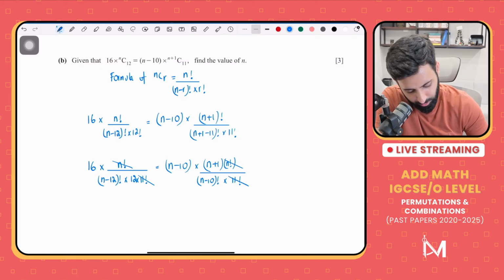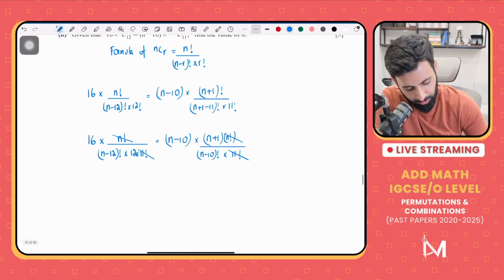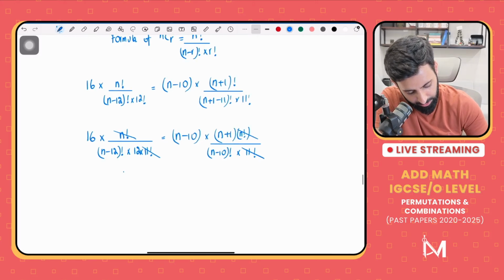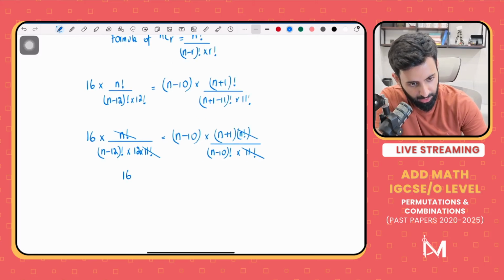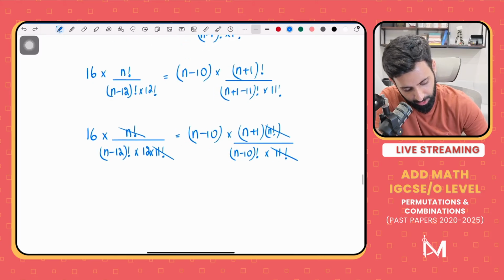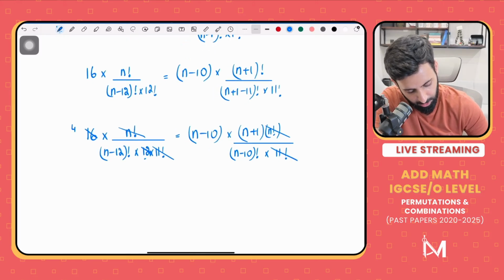No, not yet. Okay, so let's carry on. So we have 16. Let's simplify 16 and 12. 4 4s are 16, 4 3s are 12. Okay, so we have 4 in the numerator.